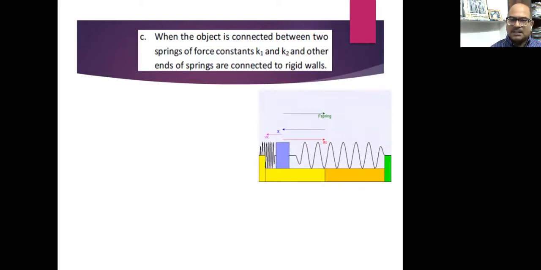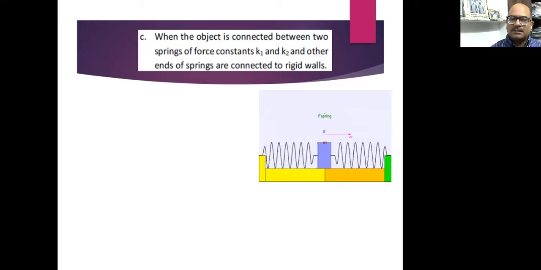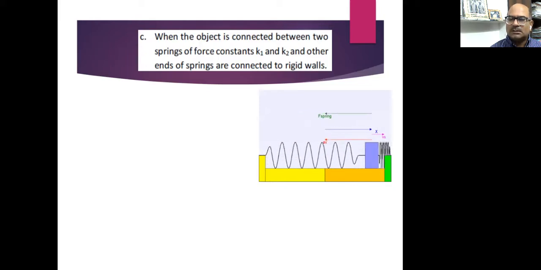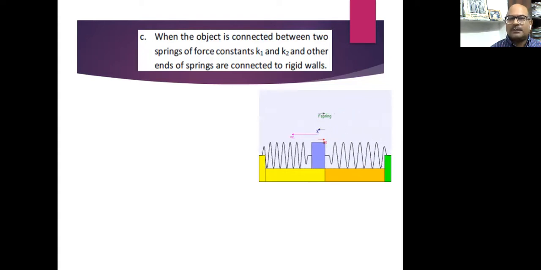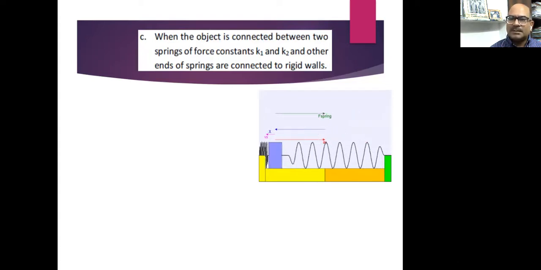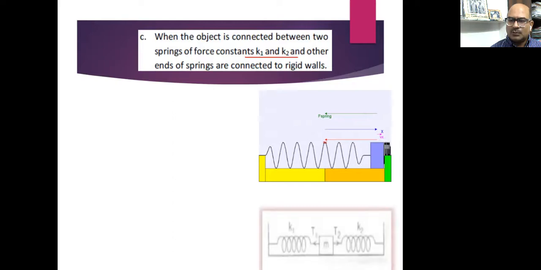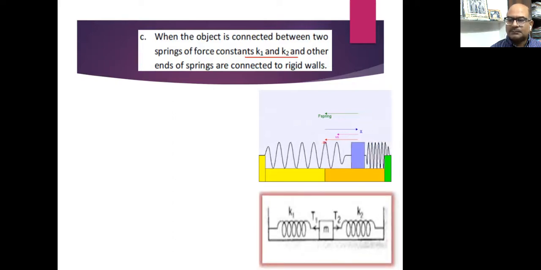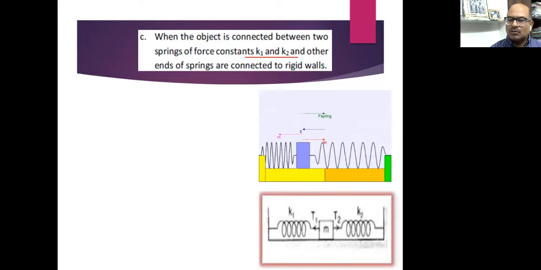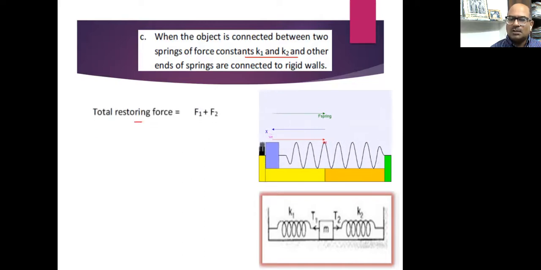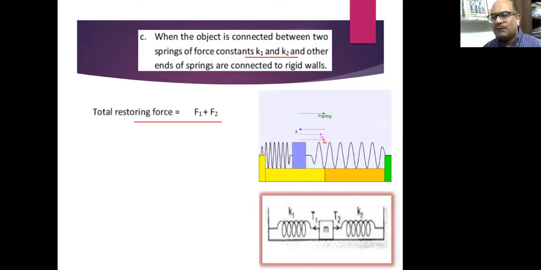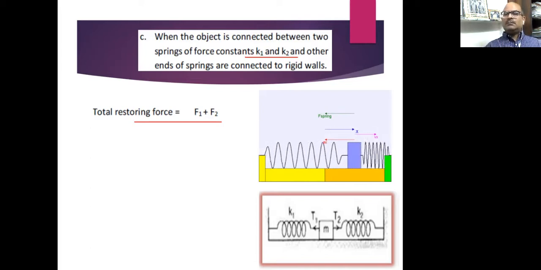Now the next case is when this type of arrangement is there. There are two springs and a single mass available to move on a horizontal support. Here the object is connected between two springs of force constants K1 and K2. So there are two springs with K1 and K2, like this. Tensions and forces will be available in different manners. So the total restoring force will be F1 plus F2 from both the springs.